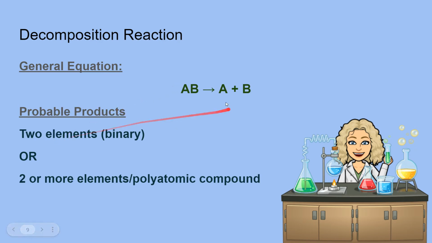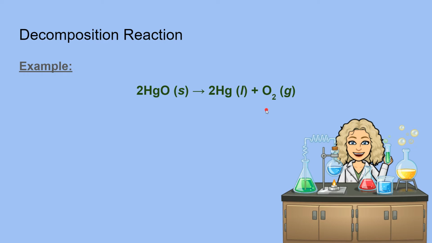Our products, we're going to have two elements if it is binary. So it's just going to break down into the two elements that made it up. Or we're going to have two or more elements. We might have an element plus a polyatomic compound. So those are our probable products for a decomposition reaction. An example of a decomposition reaction, we've got mercury oxide, and that breaks up into mercury, the liquid, and oxygen, the gas. S is solid, L is liquid, G is gas, and the other letters that you should be aware of are AQ, and AQ stands for aqueous.